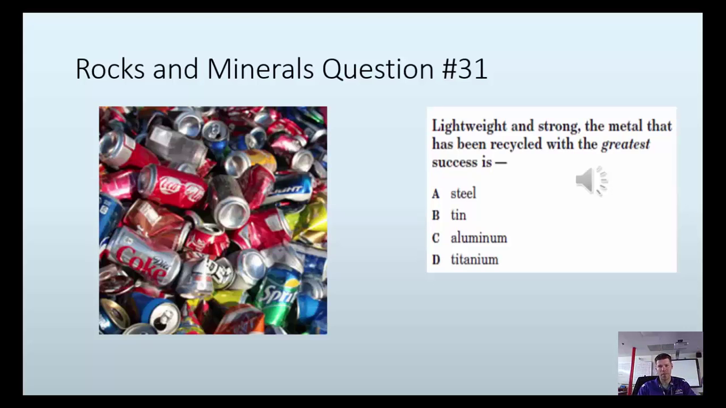Lightweight and strong, the metal that has been recycled with the greatest success is steel, tin, aluminum, or titanium. What do we recycle the most? And the answer is cans, these aluminum cans.